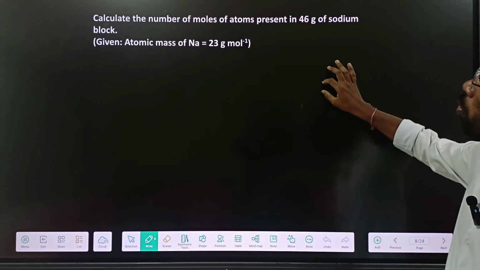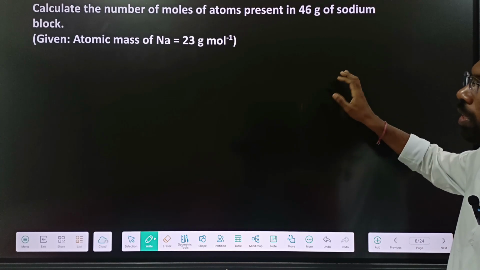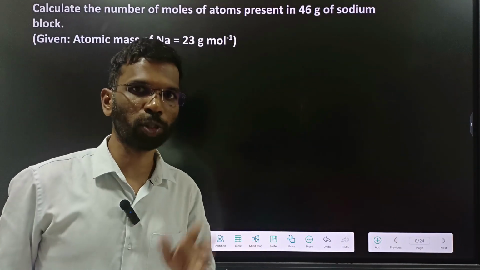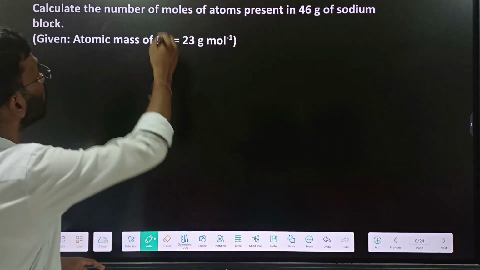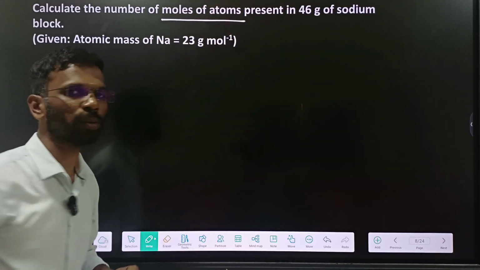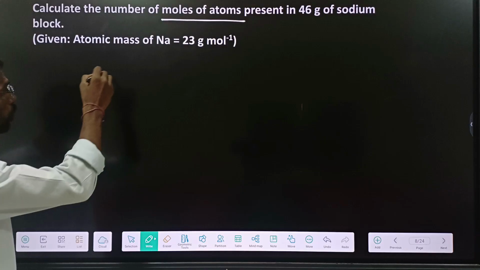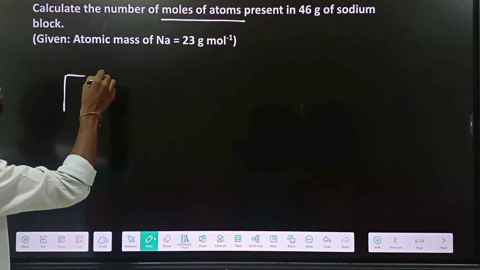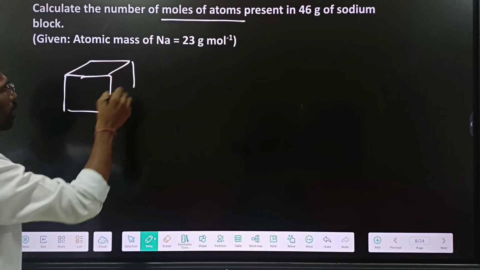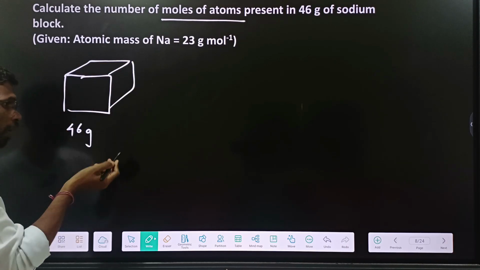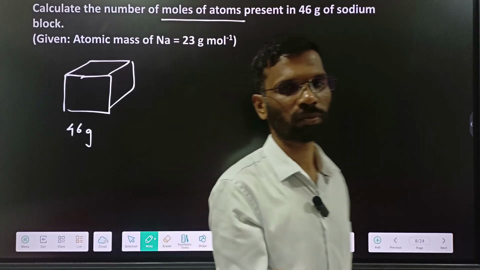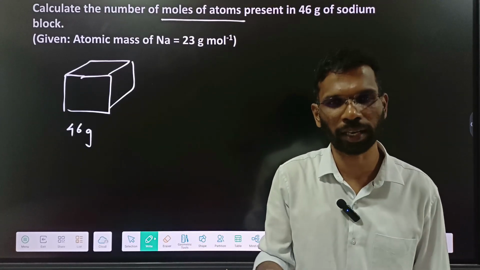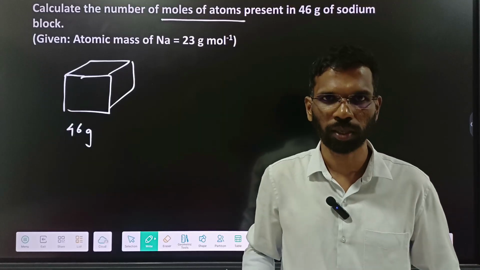Calculate the number of moles of atoms. The earlier question was the number of atoms present. Now over here the question is to calculate the number of moles of atoms present. We know that there is a sodium block whose weight is 46 gram. Now the question is not about how many atoms only, but you are asking in terms of moles, right?